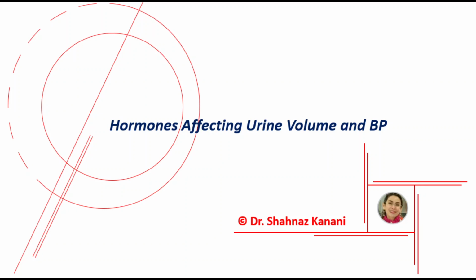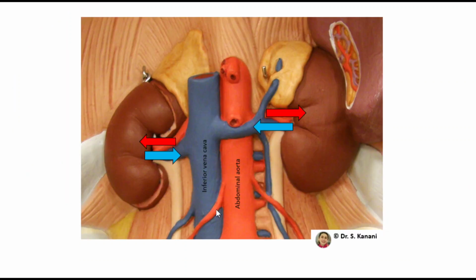To learn about hormones that change the volume of urine in order to impact the blood pressure, let's recall from abdominal aorta we get renal arteries that send oxygenated blood into the kidneys. Inside kidneys we have microscopic structures named nephrons. Nephrons are the ones that filter blood and eventually produce urine. The urine that they produce will be sent into ureters.